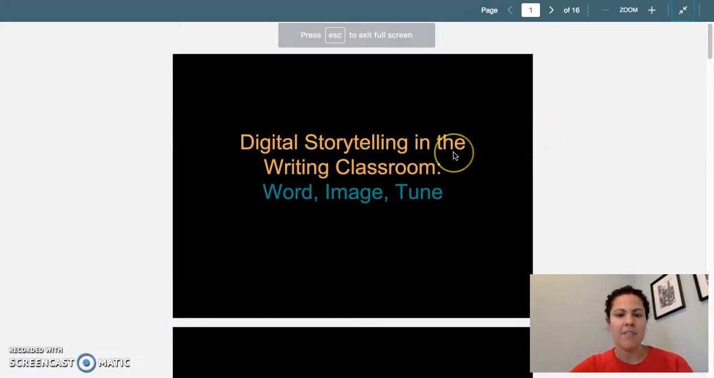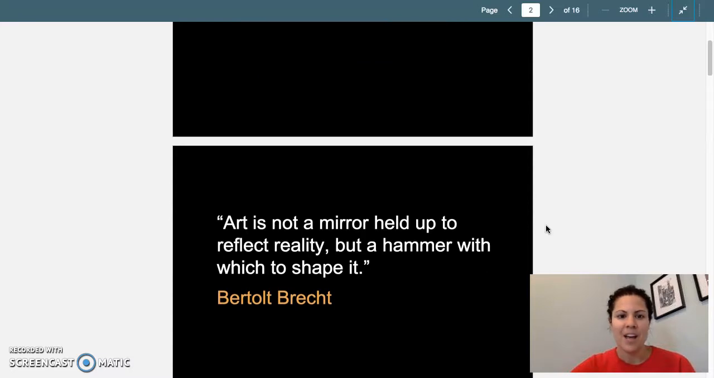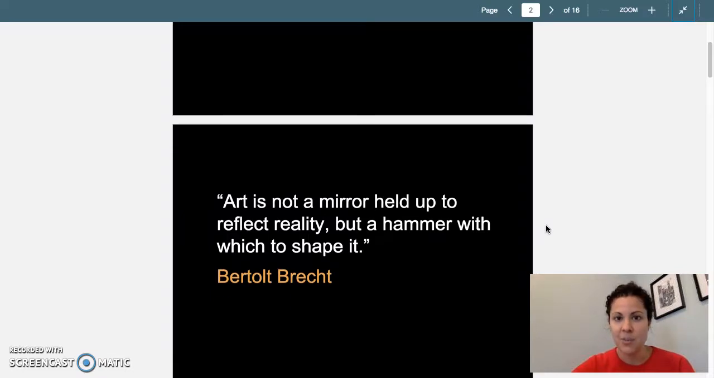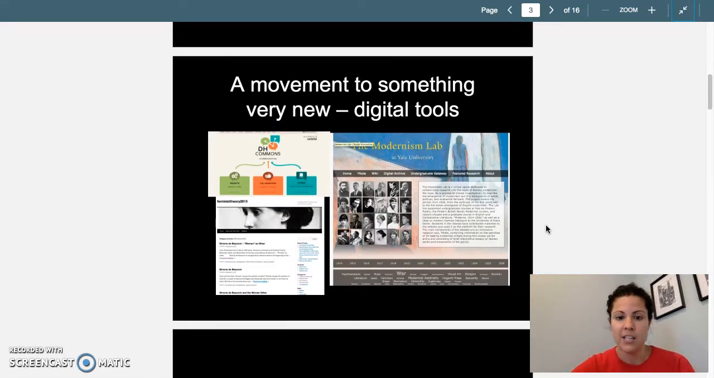So here we have digital storytelling in the writing classroom: word, image, and tune. So we're going to be adding those three parts together to make a little movie of your writing. I like this quote here: "Art is not a mirror held up to reflect reality, but a hammer with which to shape it." And that's what you're doing. You're really shaping your ideas into a piece of art. There are lots of new digital tools to use, and I'm going to show you the ones that I suggest.